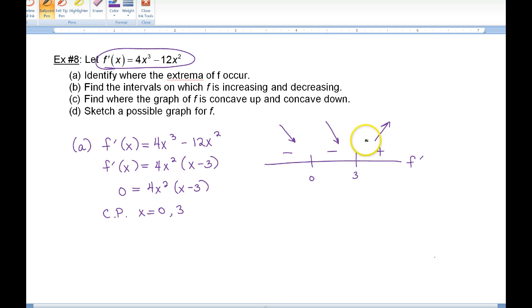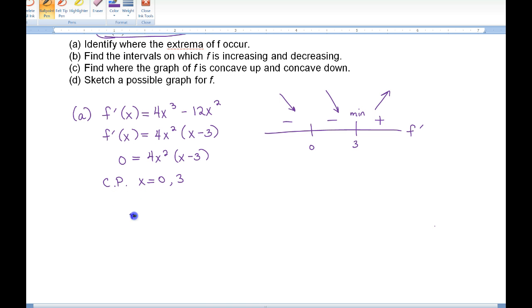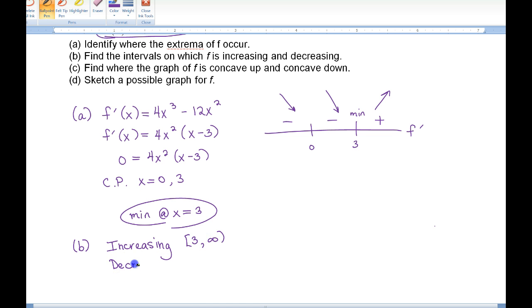So therefore, there is only a minimum. So for part A, there's a minimum at x equals 3. Now for B, we actually did the work for that already. So using that same number line, I can see that it's increasing on the interval from 3 to infinity, and it's decreasing. Now again, since it did not change direction at 0, we just include that in the interval. So it's actually just going to be -infinity to 3 bracket.